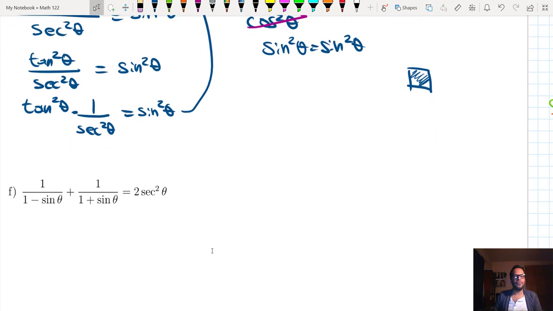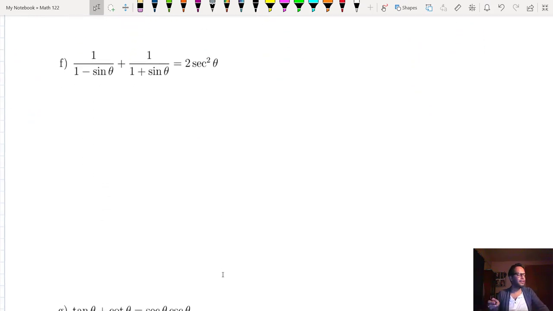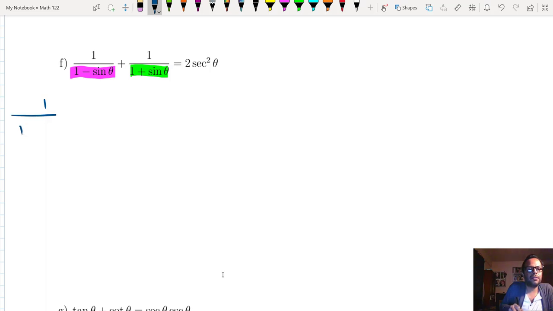Let's do another one. Let's do a few more. We're almost there. Okay, so let's see. What about this one? We have fractions again, and the denominators, oh, they're not the same. One is 1 minus sine, one is 1 plus sine. Okay, so we need to find the LCD, put missing factors. So 1 divided by 1 minus sine theta. I'm going to leave a space for missing factors, 1 plus sine.